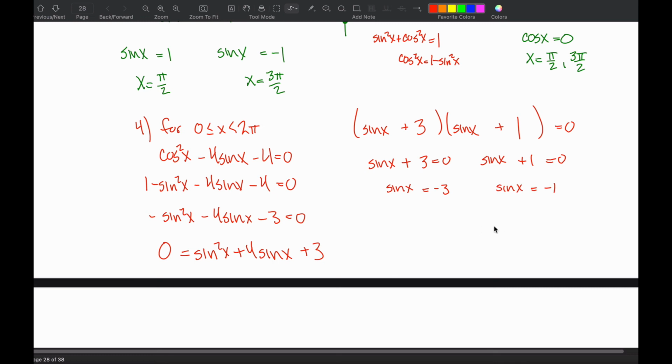Now we go to our unit circle. The sine is the y-coordinate. When does the y-coordinate equal -1? That's down here. If I want to be between 0 and 2 pi, I'll refer to that angle as 3 pi over 2. When does the sine of x equal -3?